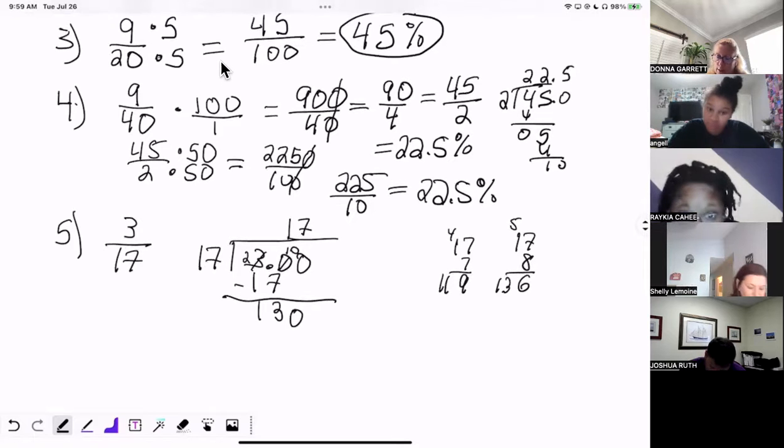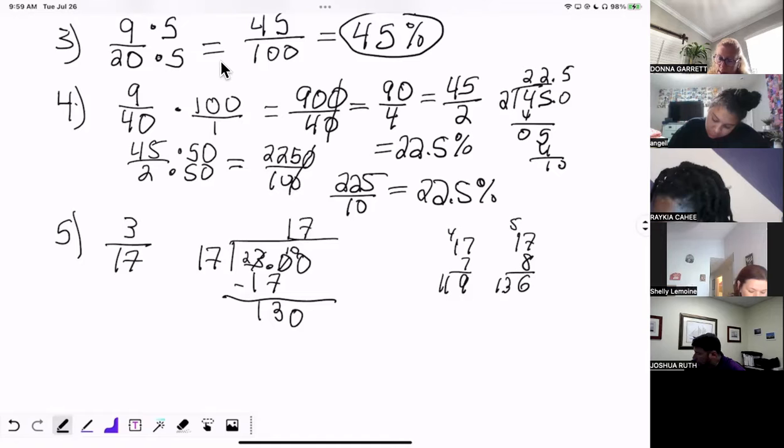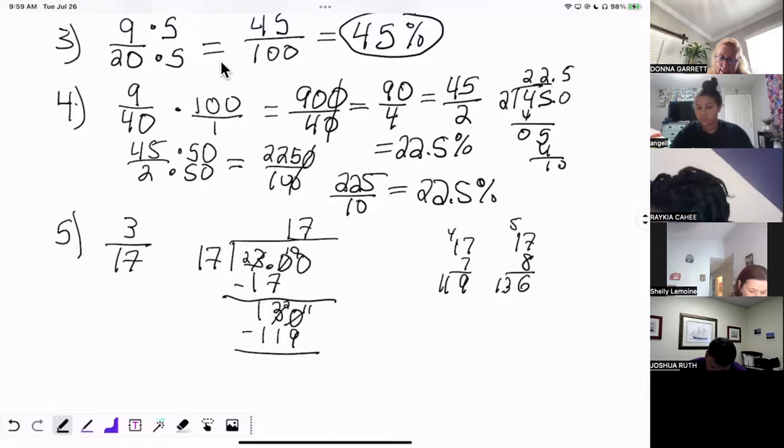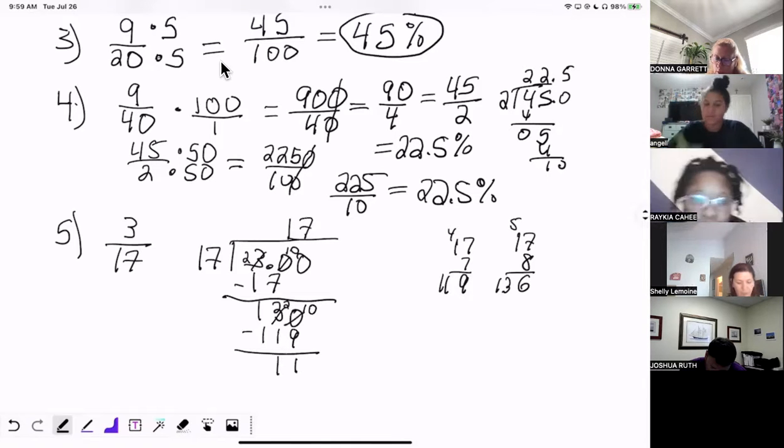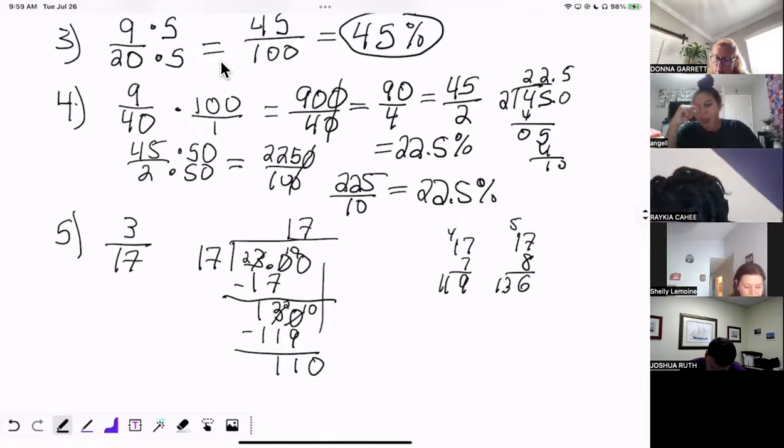17 times 7 is 119. Subtract, what do I have left? It's a lot more work when you can't get the denominator to be 100. Okay, so that's 1. I bring down the 0. I have 110. Okay, so I can't use either of them. It has to be smaller.